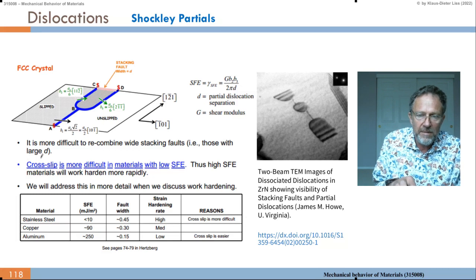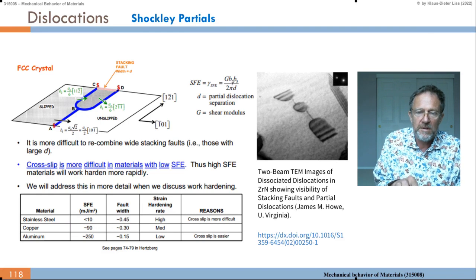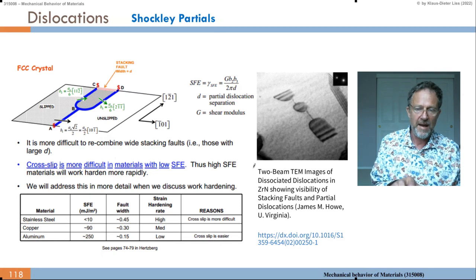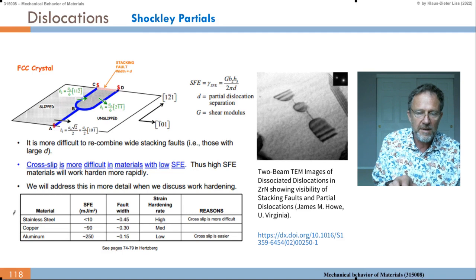So if we look at the energy and the width of the dislocation, the width is proportional to 1 over the stacking fault energy. Then we see that cross slip is more difficult in materials with low stacking fault energy, because with low stacking fault energy I have a wide width. The D becomes large if gamma is small, and then it's more difficult to bring them together because they have this repulsive character. So high stacking fault energy materials will work harden less rapidly. So this is about work hardening. We will address this in more detail when we discuss work hardening.